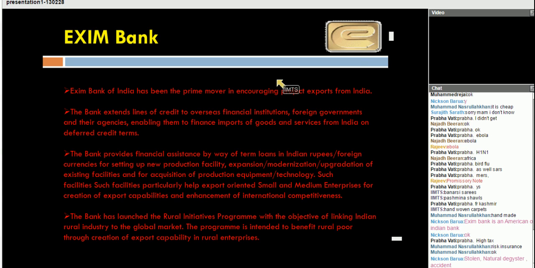Now specific provisions are free exports, all exports in freely convertible currency except in specific situations. Realization of export proceeds within a specified time. Then deemed exports. Deemed exports are the services which are offered.